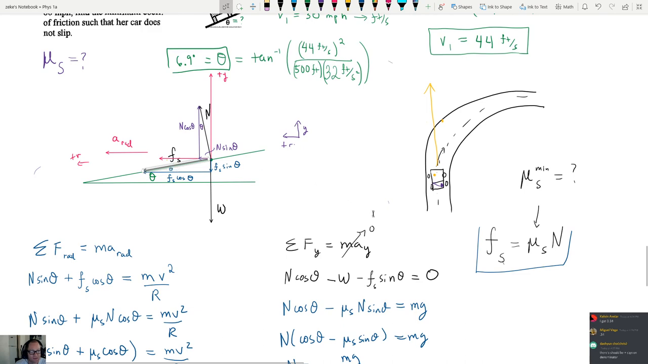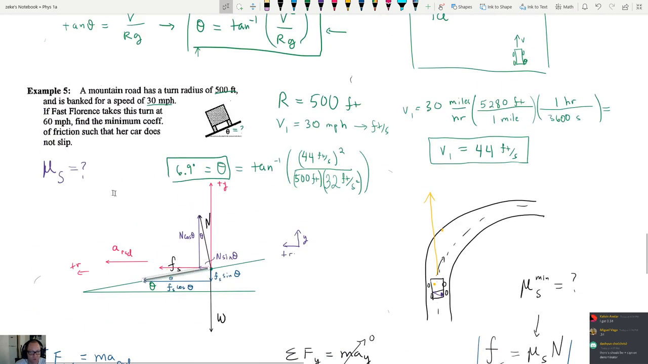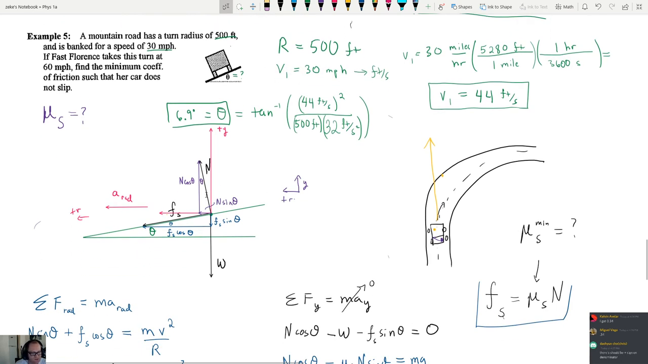Right, so suppose that you were given the value of mu, but you didn't know the value of the velocity, then there would be a range of velocities that you could take this turn at, where the maximum velocity you could find by using the friction pointing down the ramp, and for the minimum velocity, you'd make the friction point up the ramp, and those two separate cases would give you your minimum and your maximum speeds that you could take the ramp at.